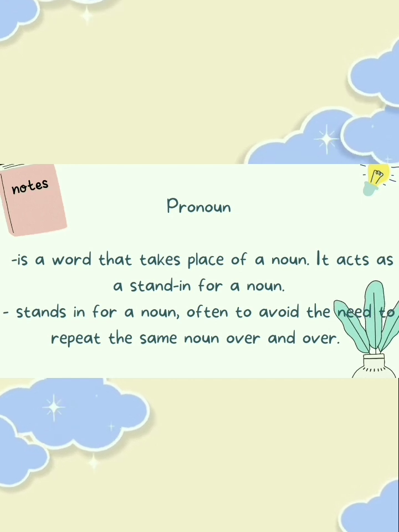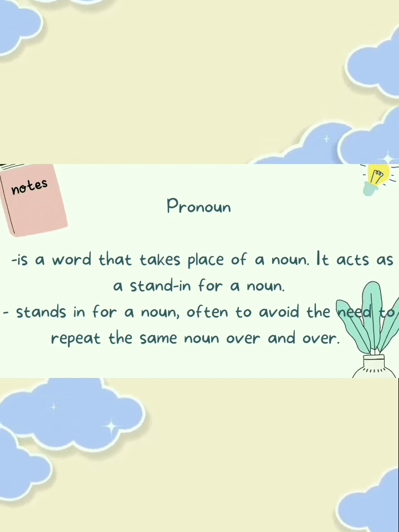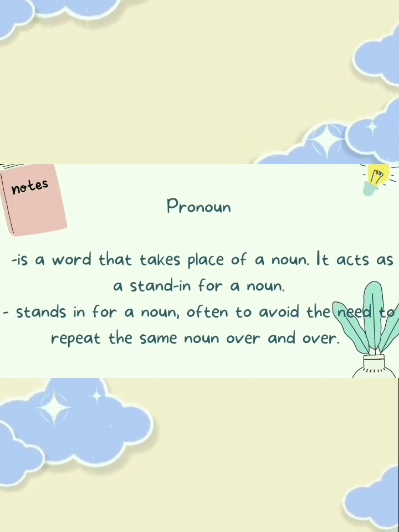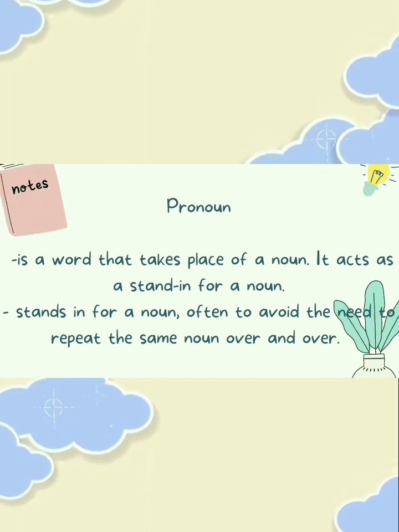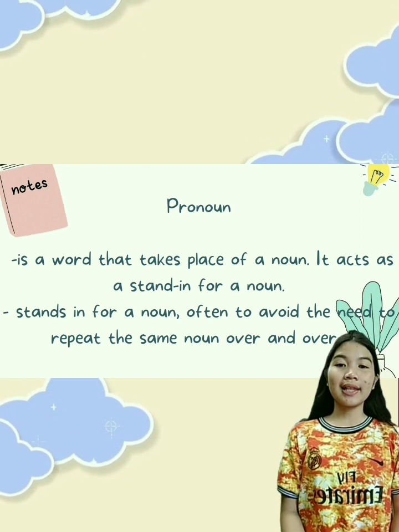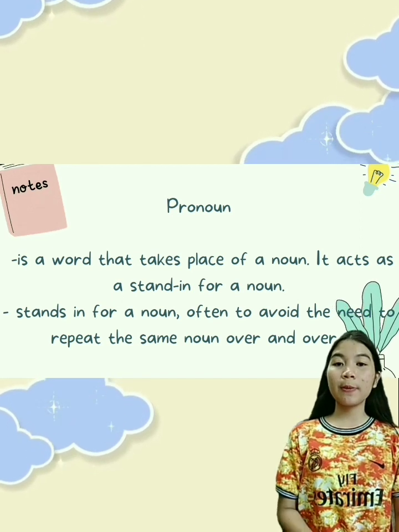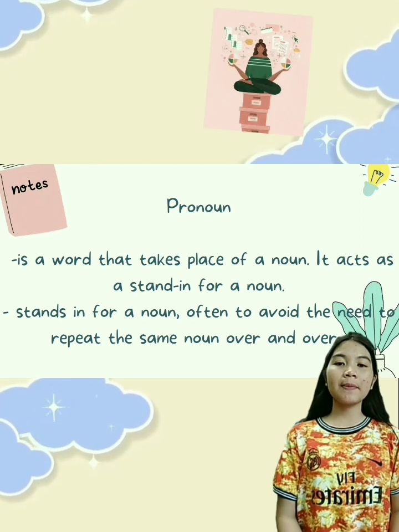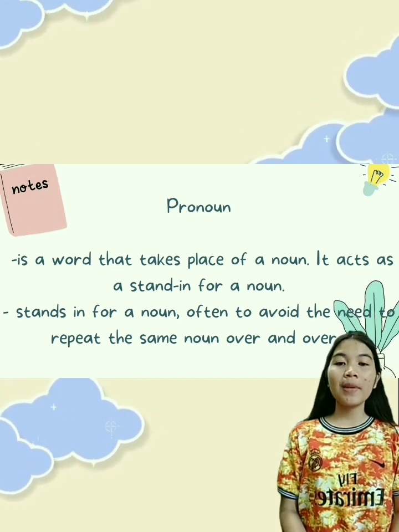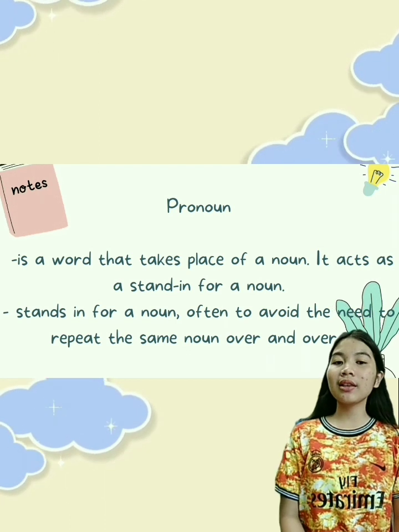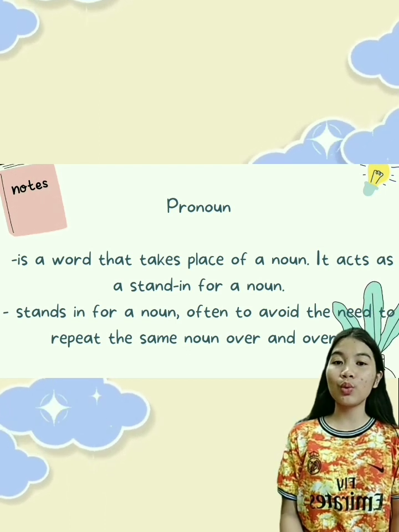A pronoun is a word that takes the place of a noun. It acts as a stand-in for a noun, often to avoid the need to repeat the same noun over and over. Pronouns are like nouns. They can also refer to people, things, concepts, and places. Their main function is to replace nouns. Because of this, they are used in sentences in similar ways to nouns.